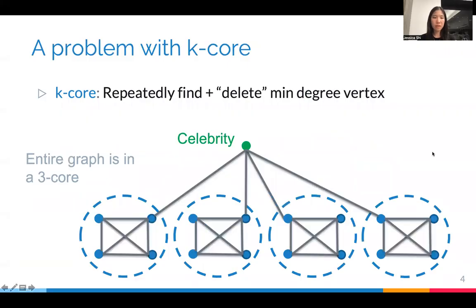So one problem with k-core is if we have, say, a social network graph where the edges represent follower relationships, and we want to discover these densely connected subgraphs which represent friend groups. However, we could have one person from each friend group following some celebrity node here. So now if we apply the k-core algorithm, we see that the entire graph is within a 3-core because every vertex has degree at least 3. But we actually don't get any further information from the k-core algorithm because in the algorithm, we would first remove each of these blue vertices and remove this green vertex last, and we see that there are no further cores.